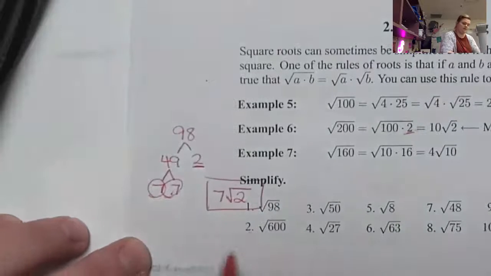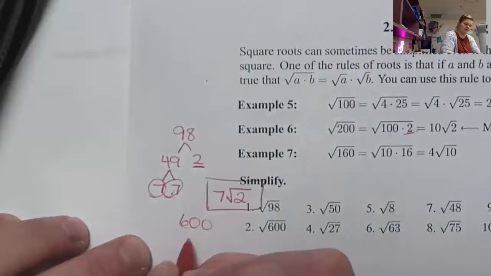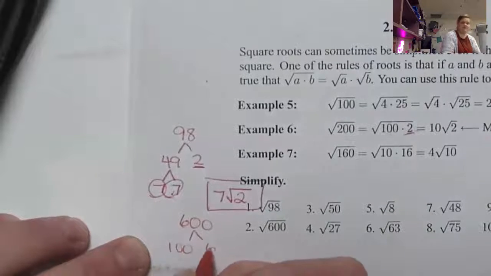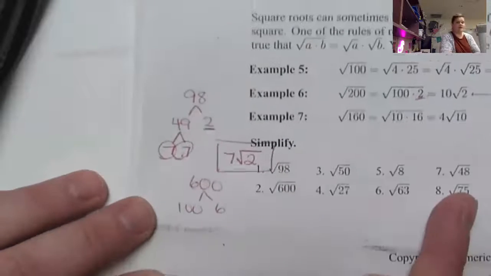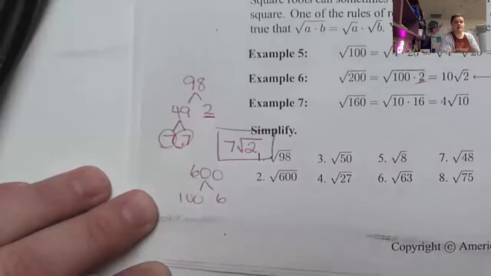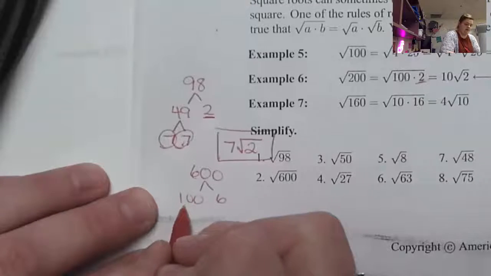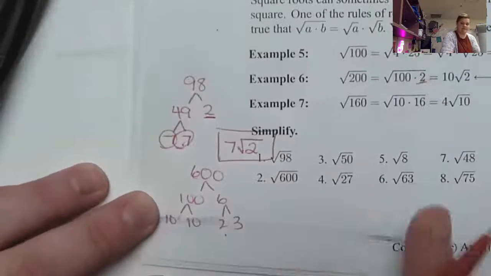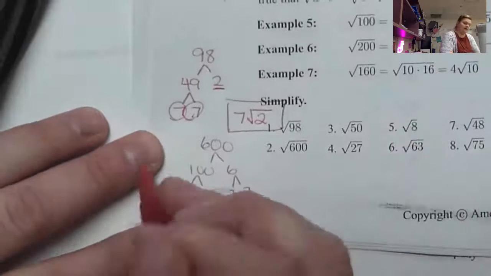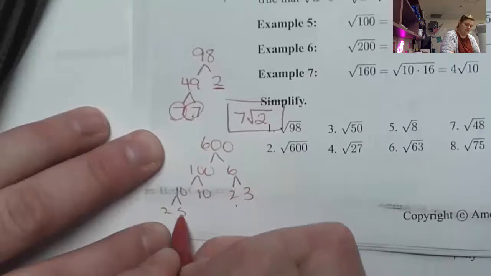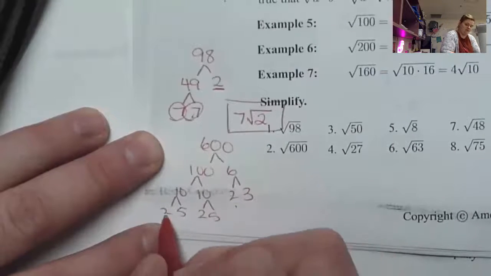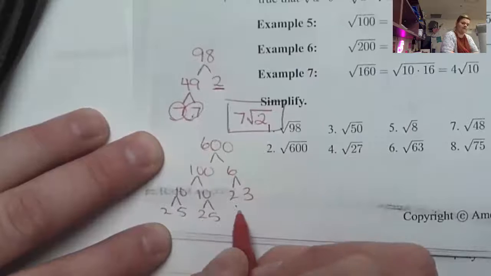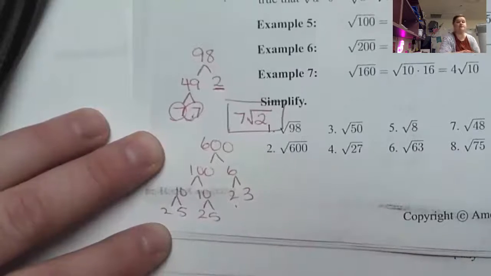Okay, again, if you're doing number 2, if you're breaking down that 600, well, I see 100 times 6, just easily to break it down. Now, if you saw 3 times whatever, that's fine. It's going to break down to be the same. 100 is 10 times 10. 6 is 2 times 3. Okay, 10 is 2 times 5. 10 is 2 times 5. Can't break down 2s, can't break down 2 and 5s, can't break down a 2, can't break down a 3. So that's it. Looking for groups of 2.